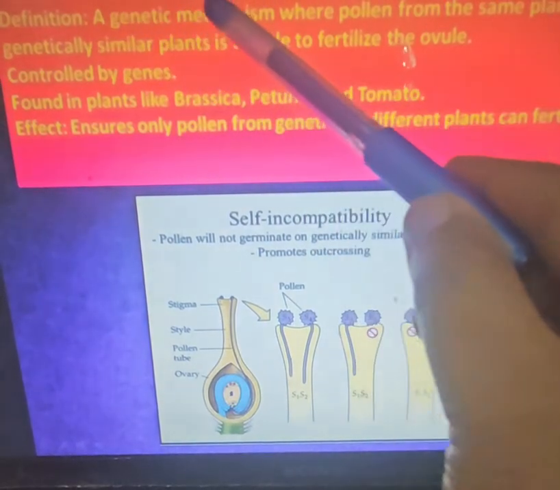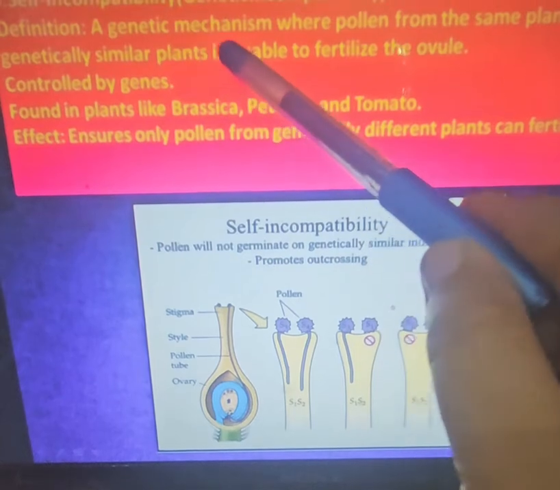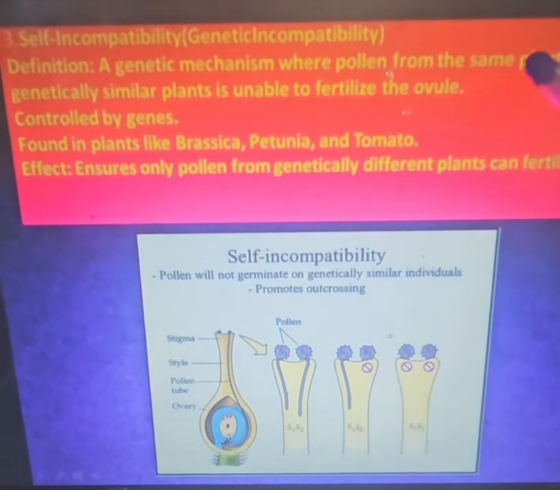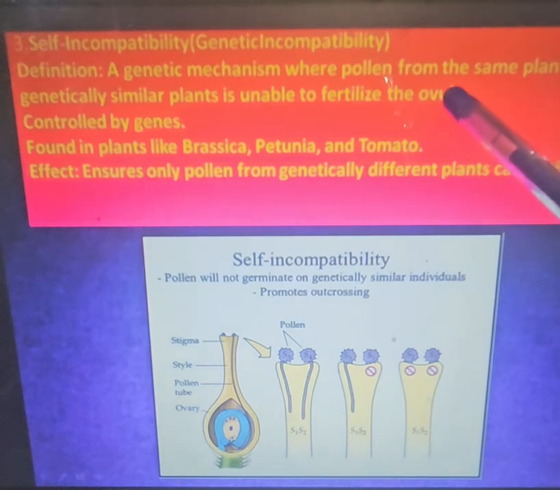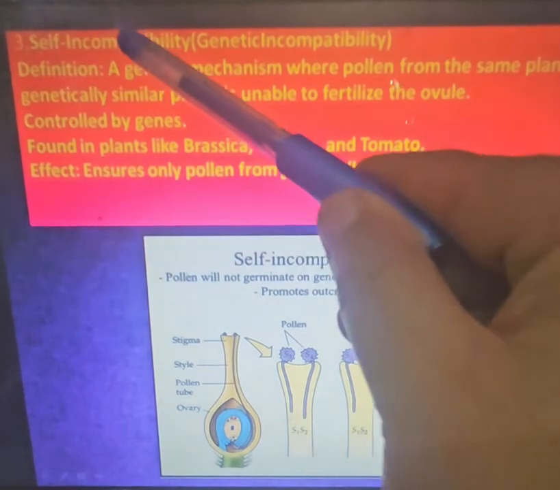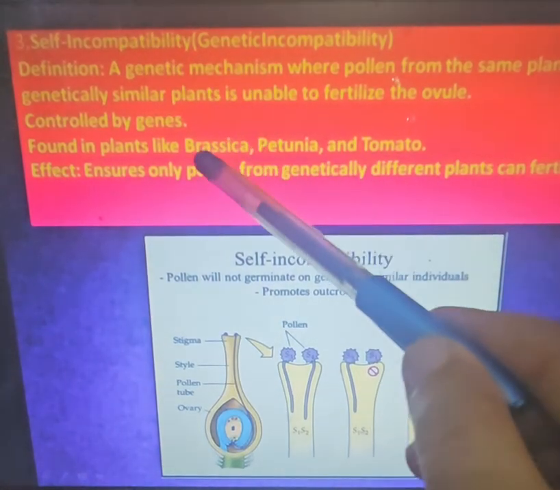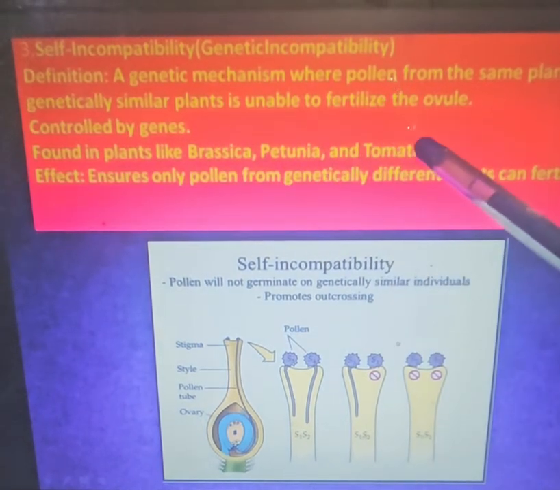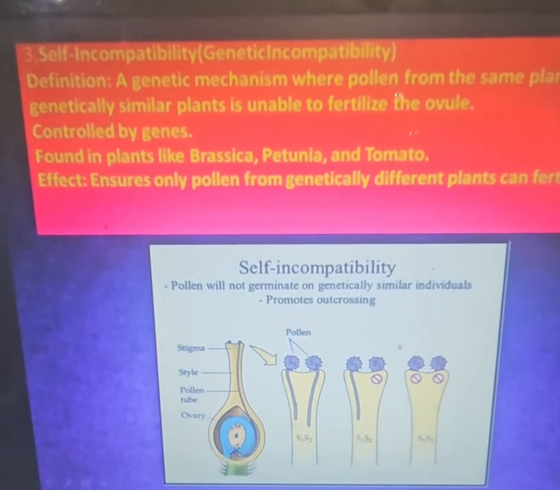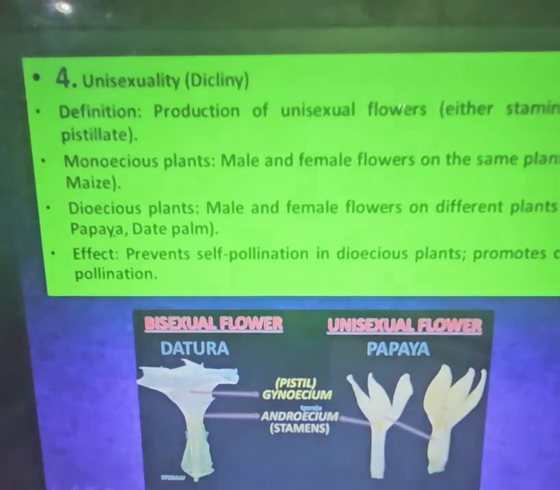So what is self incompatibility? A genetic mechanism where pollen from the same plant or a genetically similar plant is unable to fertilize the ovule. This self incompatibility you can have in case of brassica, petunia, and tomato. This is the third type of outbreeding device.